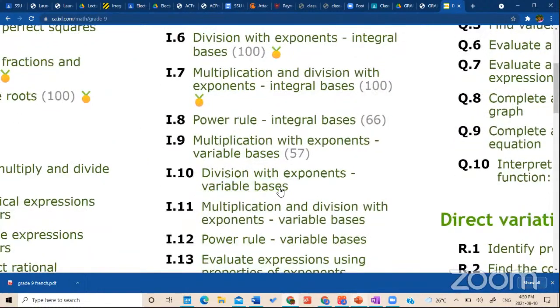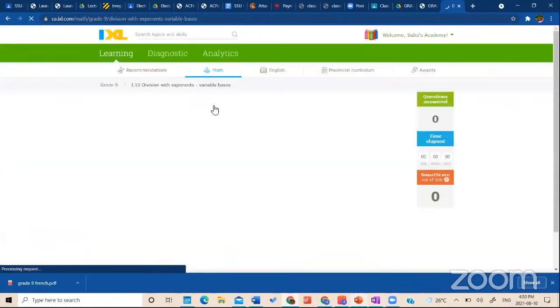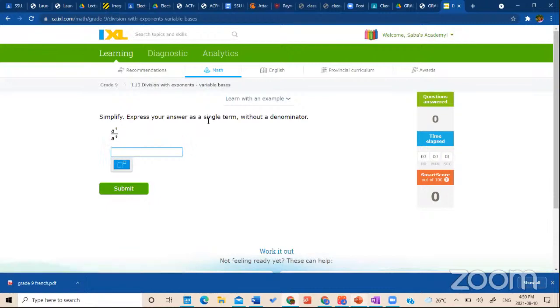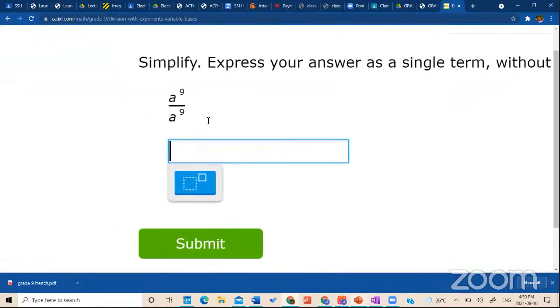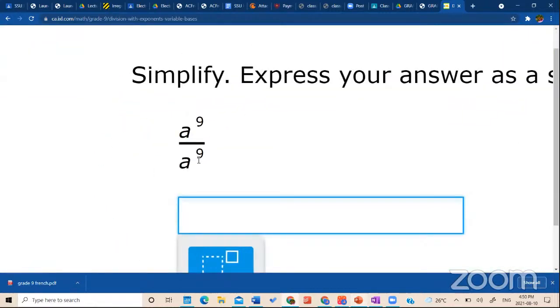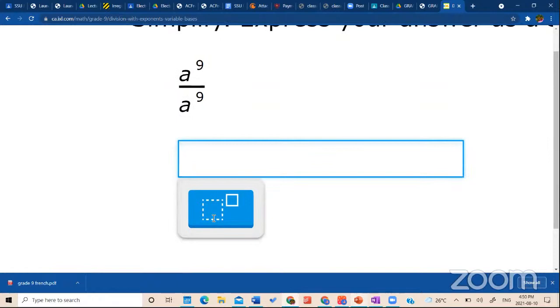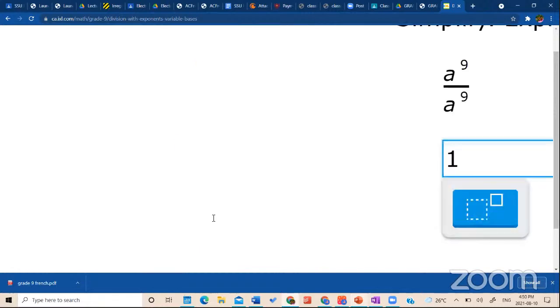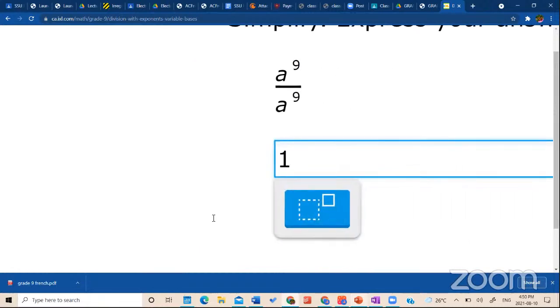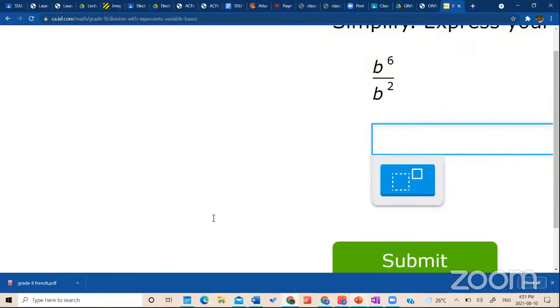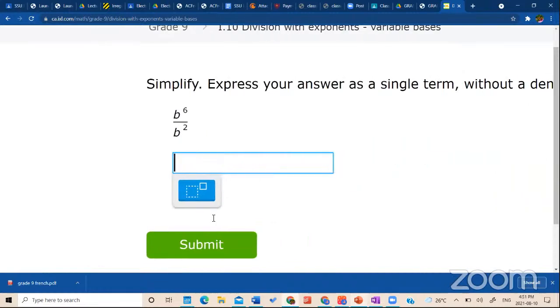Division with exponents, variable bases. It's the same as the previous division rules. When you divide exponents with the same base, we subtract. Yes, very good. So over here, what would your answer be? 1. 1, yes, very good. Because that would be 1 and that would be 1. This one.